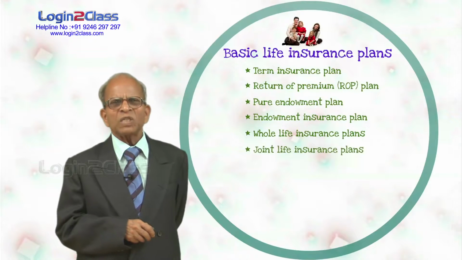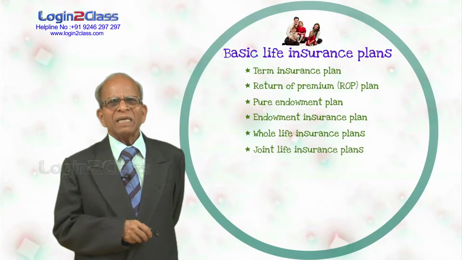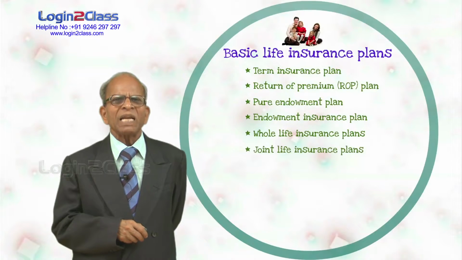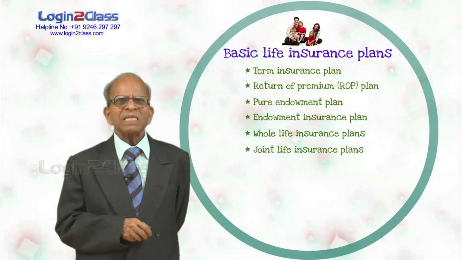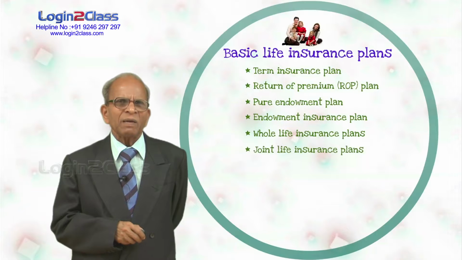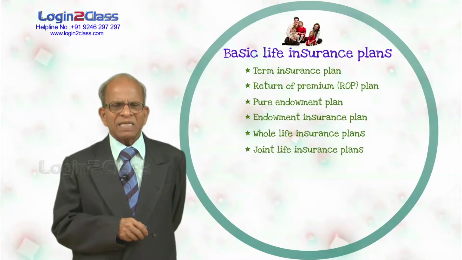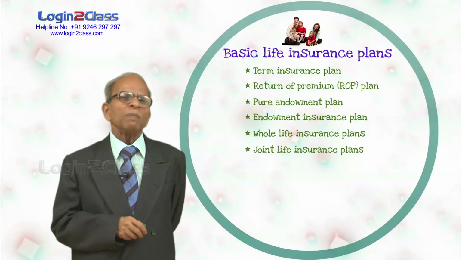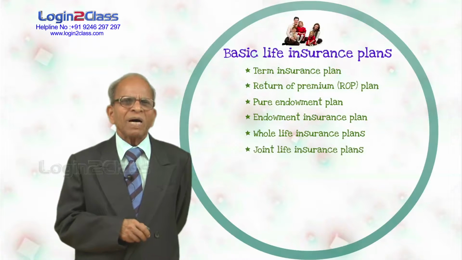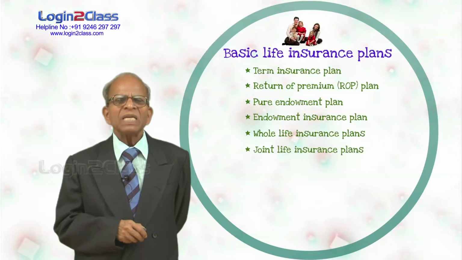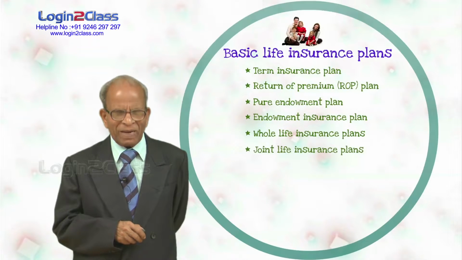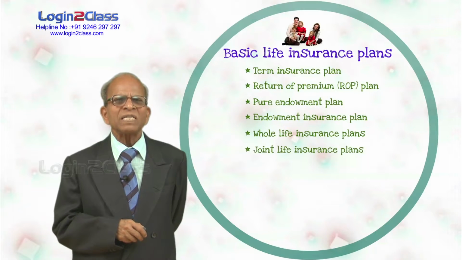Then joint life insurance plans. Normally, insurance policies are taken on the life of one person. Generally, policies cover risk on one life only. But the joint life policy covers risk on two lives. The two people may be a married couple or they may be partners in business. These two people are covered by one plan. This is the joint life insurance policy.